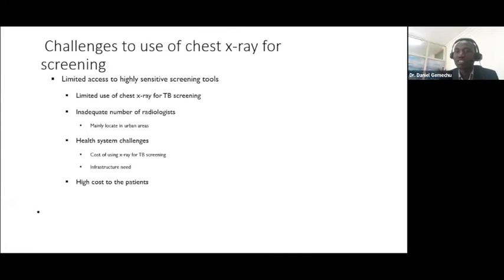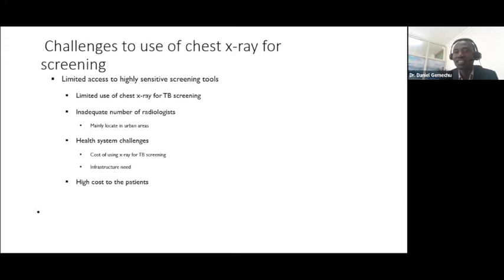compounded by an inadequate number of human resources available in the country to use digital X-ray technologies. There is a major health system challenge because more professionals are located in urban areas, so you leave the majority of the rural population without access. And then, the infrastructure required for the previously known digital technologies is very high, and it requires a lot of human resources and investment.